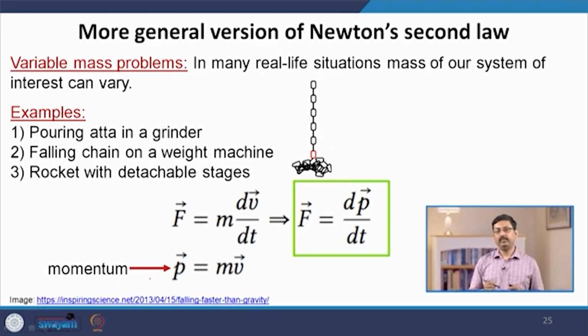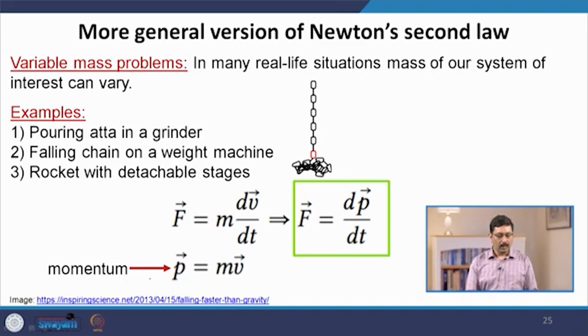Now, there are some situations in real life where the mass of the system that we are studying can vary, and is not constant. Typically in mechanics problems, we assume that the mass of the system remains constant, but this is not always the case. For example, if you take a packet of wheat to your nearest shop to grind it and get some atta or flour out of it, the shopkeeper will pour these wheat grains into some hopper, a machine which then runs and grinds it and makes fine powder out of it. In this case, you notice that the amount of wheat that is going into the machine is changing. So, its mass is changing with time.